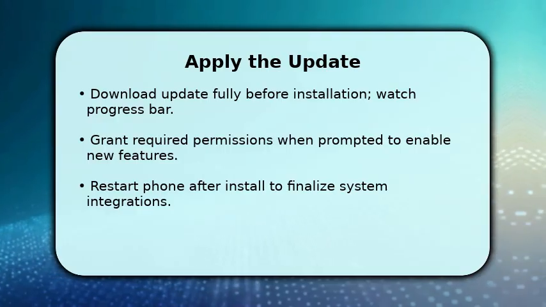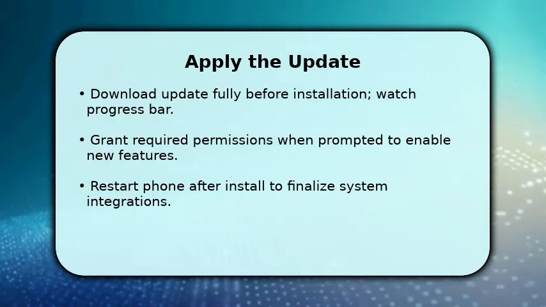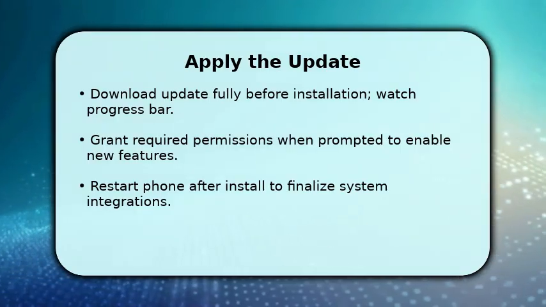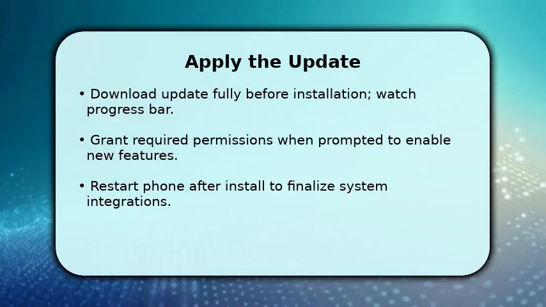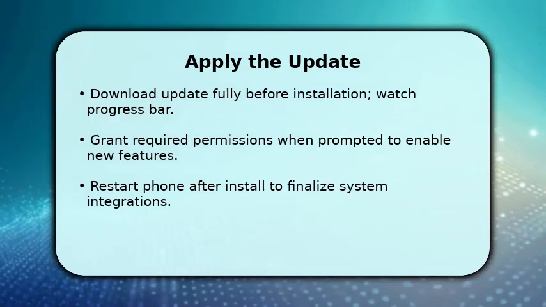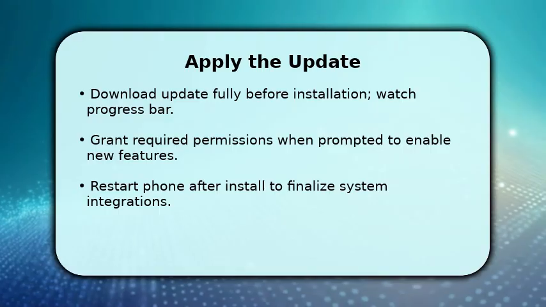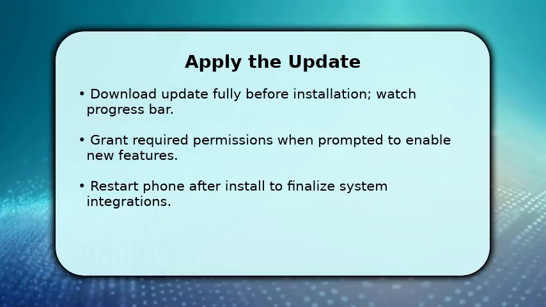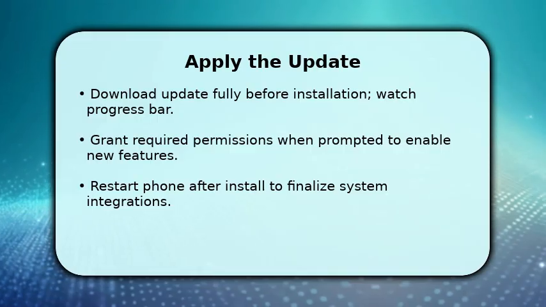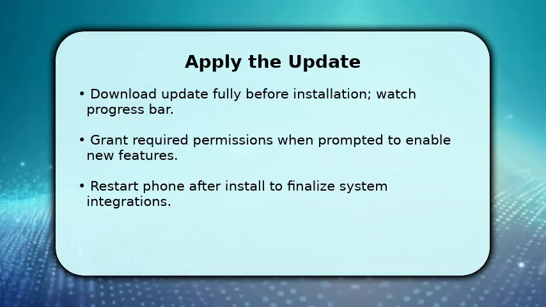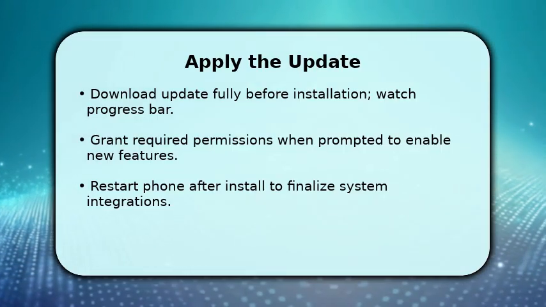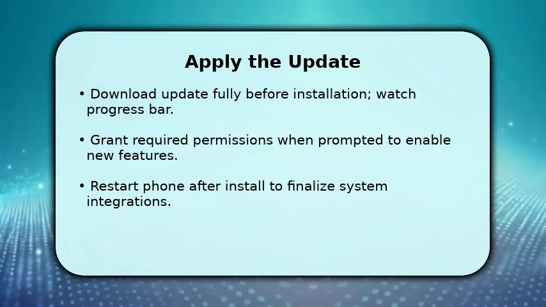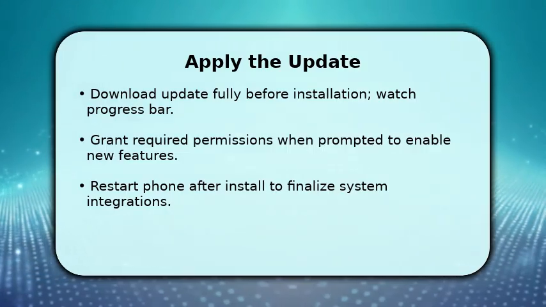During installation, grant any permissions the phone app requests. This enables caller ID, improved codecs, or new call routing features. If prompted, follow on-screen migration steps to move settings. Once installation finishes, restart the phone to let the system integrate updated drivers and services. This ensures calls use the new routines and prevents transient glitches.